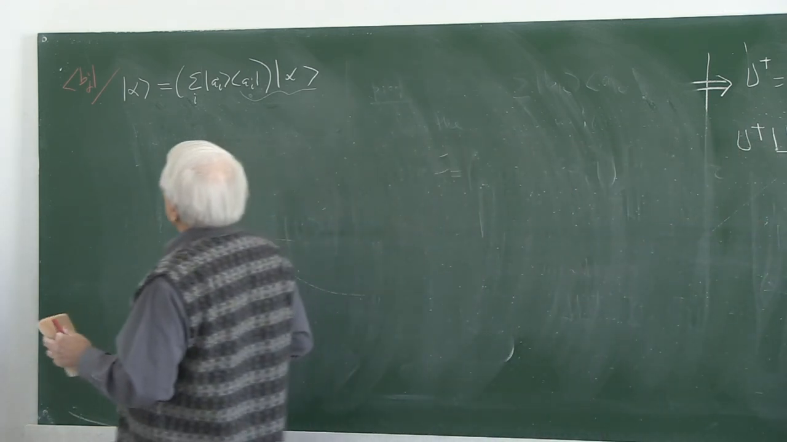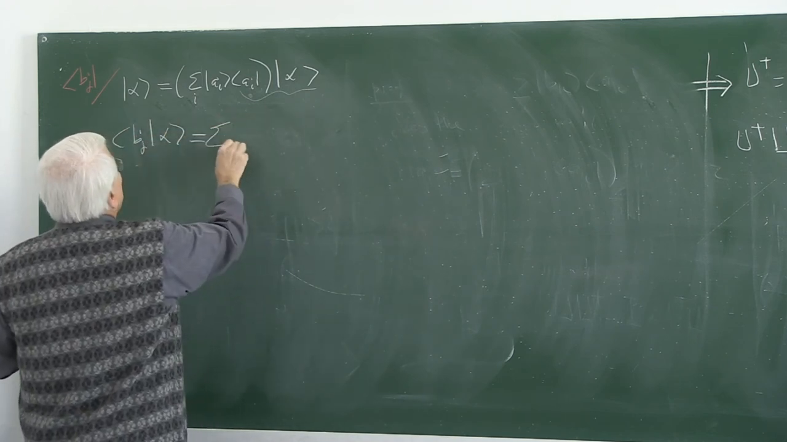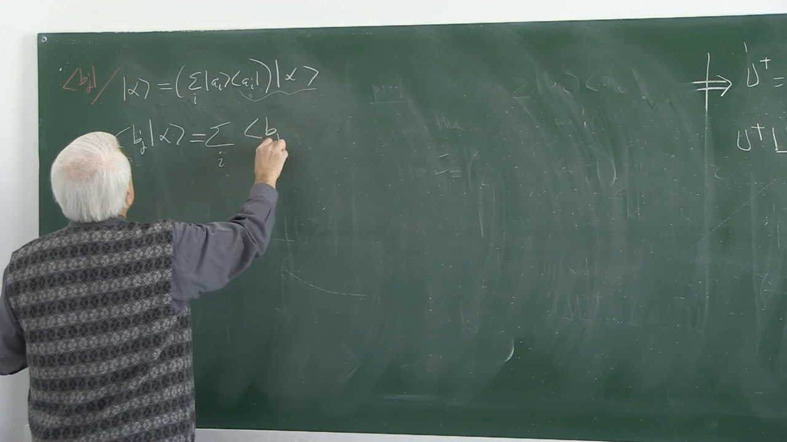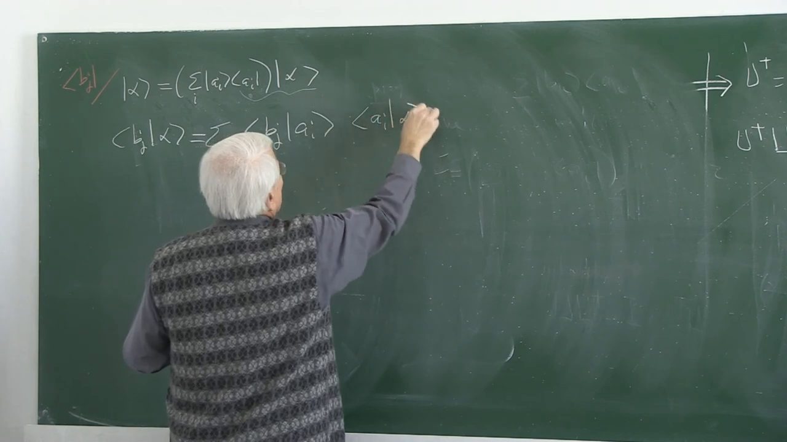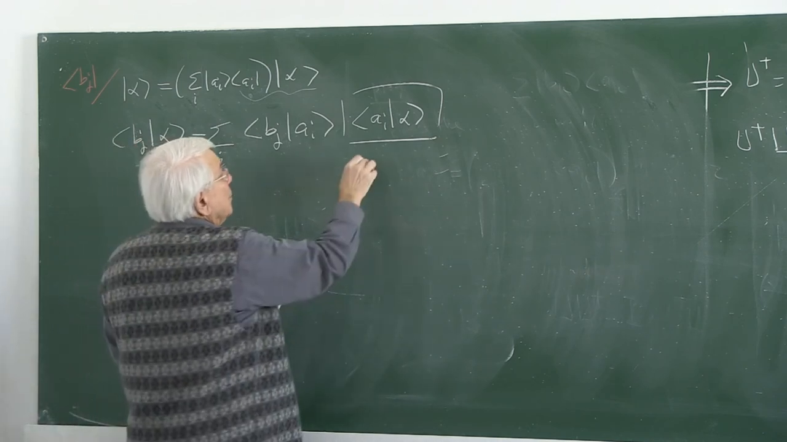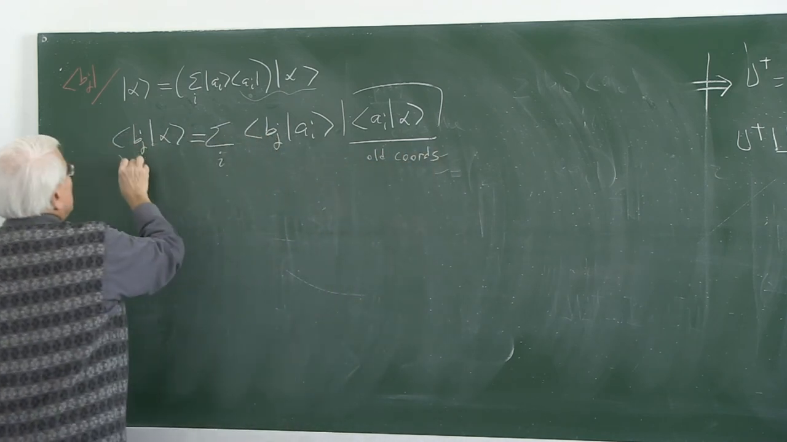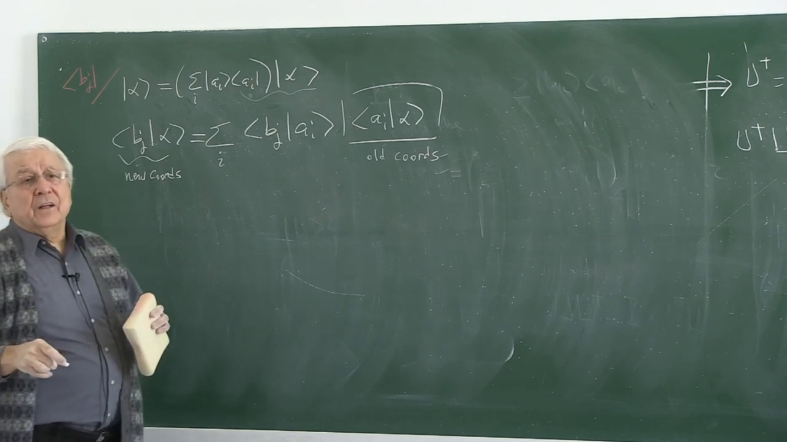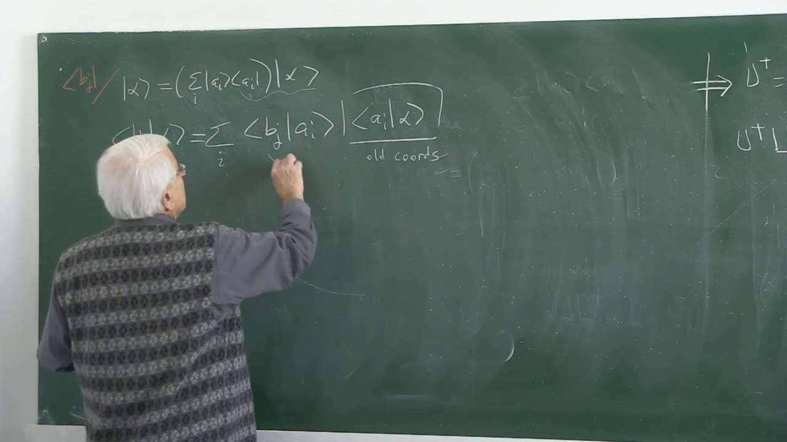So what do I get then in the left-hand side? <B_j|alpha>. In the right-hand side, I have the sum over i of <B_j|A_i><A_i|alpha>. These are the coordinates of the alpha vector in the old basis, old coordinates. And these are the new coordinates. It's a shorthand for saying coordinates in the new basis, coordinates in the old basis. And what is this?